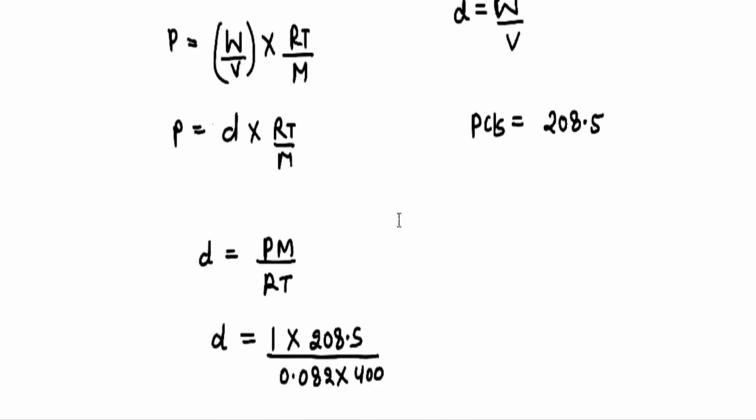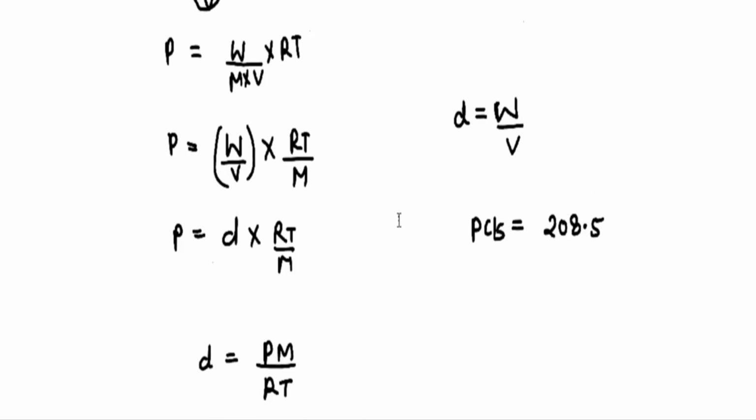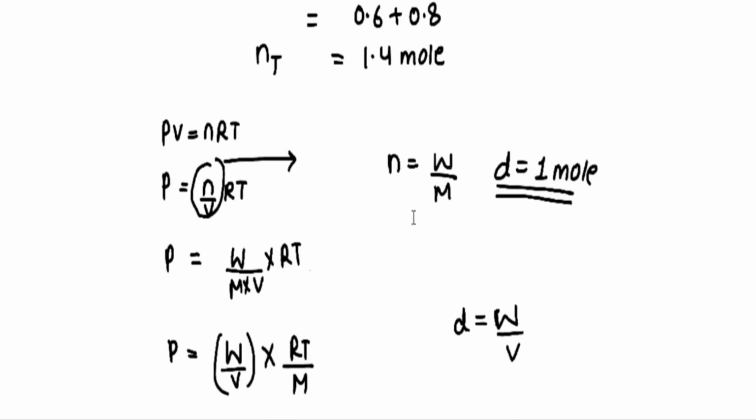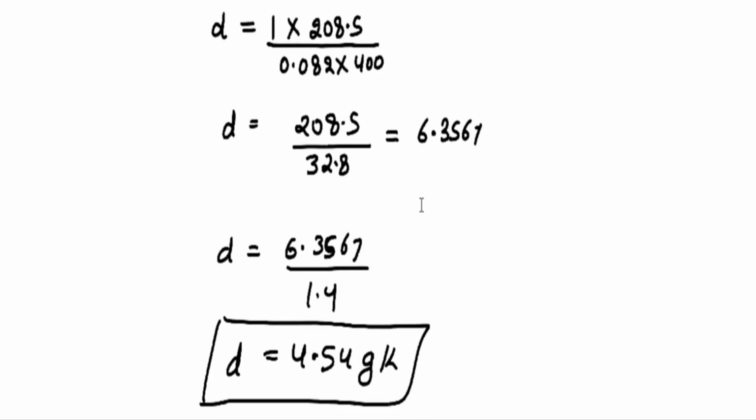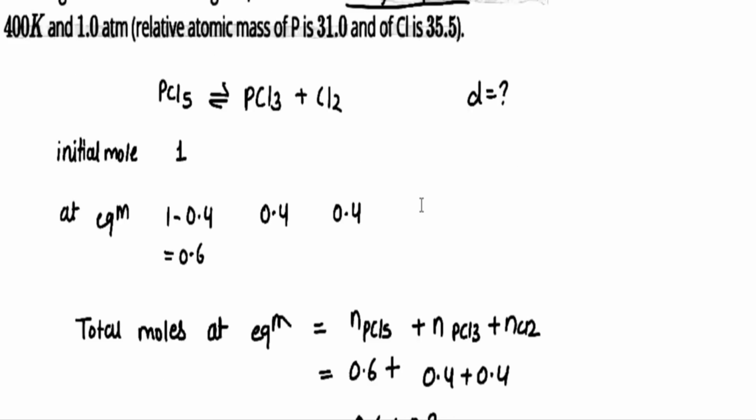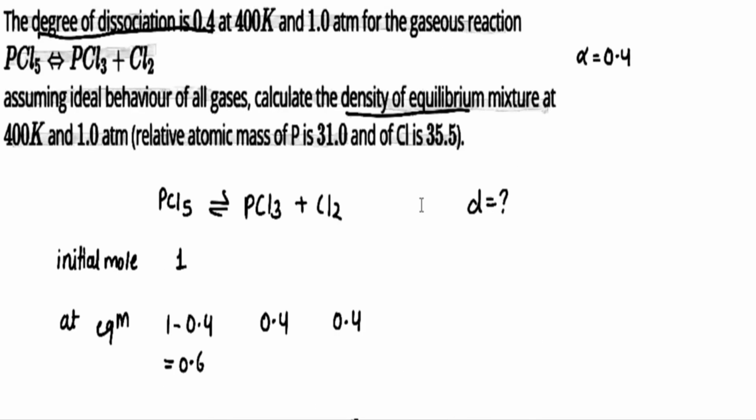Here we have to just know that this density is derived by taking 1 mole. But we calculated the moles as 1.4 moles, so we have to divide the final answer by 1.4 so that we get the density as 4.54 gram per liter. So this is the correct answer for the given question. I hope this answers your question. Thank you.